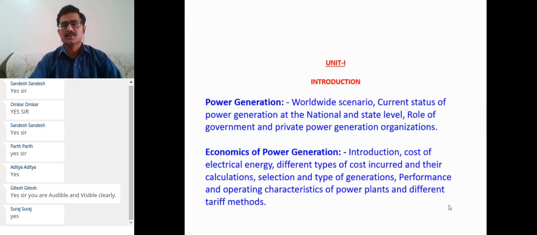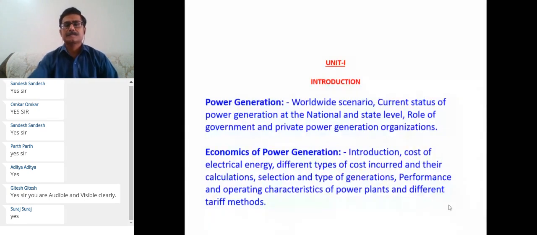So we'll be looking at what are the roles played by these different government as well as private organizations which are involved in the power generation business. And that is the first part for unit number 1. The second part deals with the economics of the power generation. It means how much cost we have to incur for the generation of power, right from the installation of that particular power plant till the energy is transmitted and distributed to the end user. So what are the different costs that should be taken into consideration for this entire process?